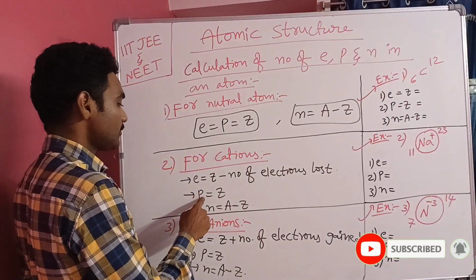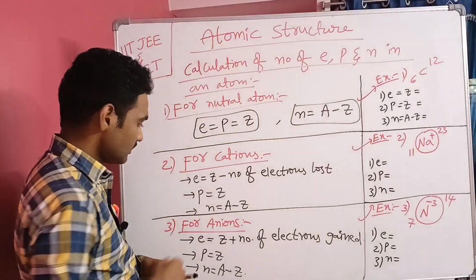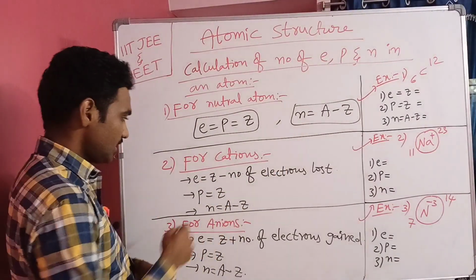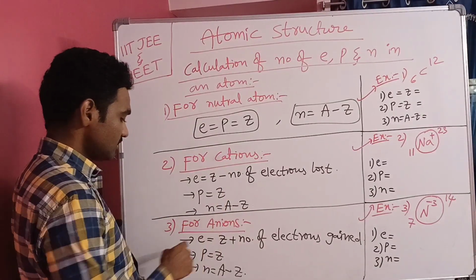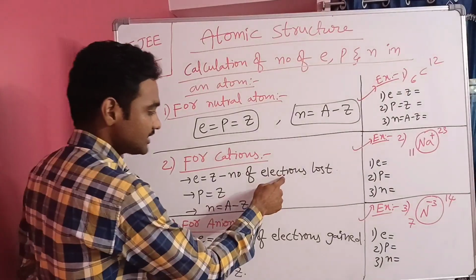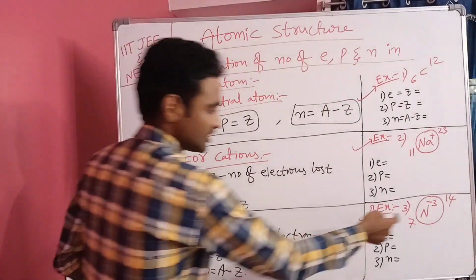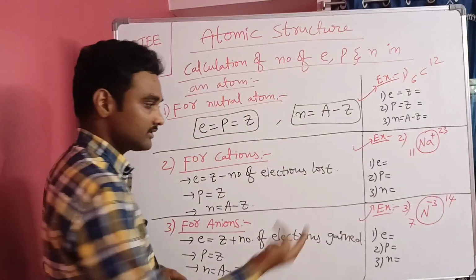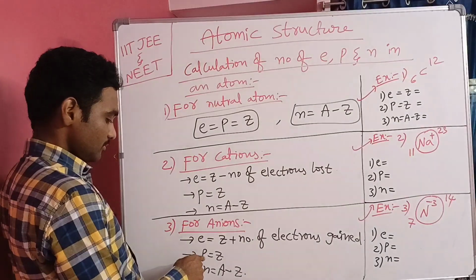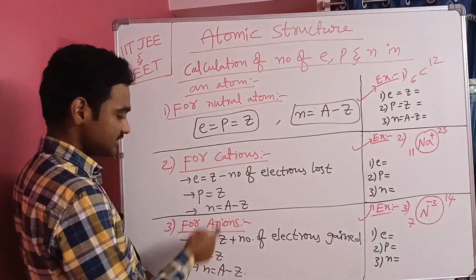Okay, the number of protons for the cations is Z, and the number of neutrons has the same formula, N is equal to A minus Z. It is for cations. Now for anions, E is equal to Z plus the number of electrons gained. Here lost, here gained; here minus, here plus. Have you understood? Example, N minus 3. How many electrons gained? 3 electrons gained. So you have to substitute 3 here. Next, the P value never changes, the N value never changes. Protons same formula, neutrons same formula.